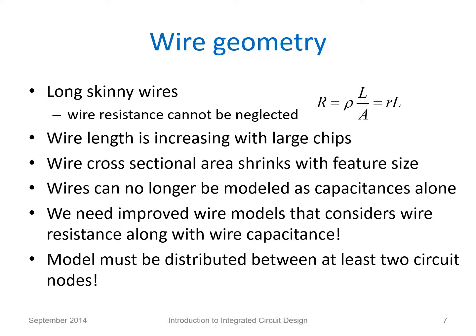For long skinny wires, the wire resistance cannot be neglected. Wire length is increasing with large chips. Wire cross-sectional area shrinks with feature size, so wires can no longer be modeled as capacitances alone. We need a distributed RC model.